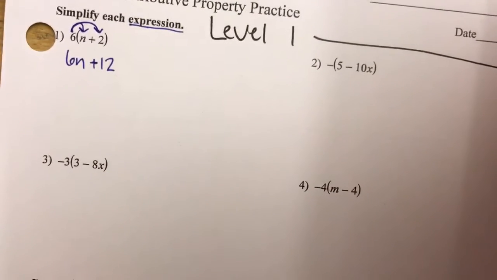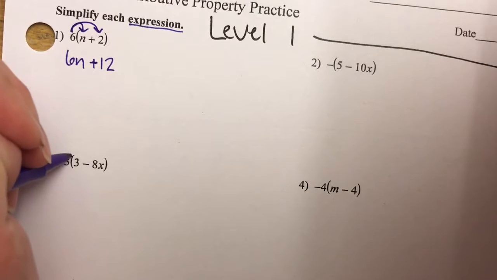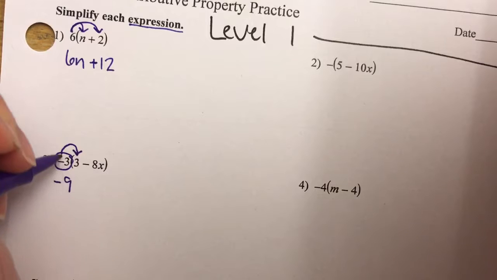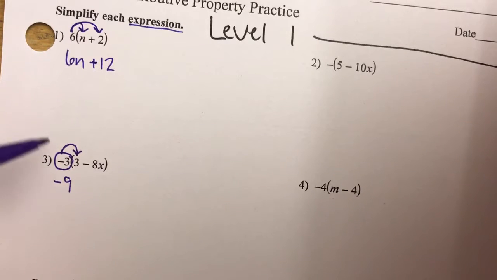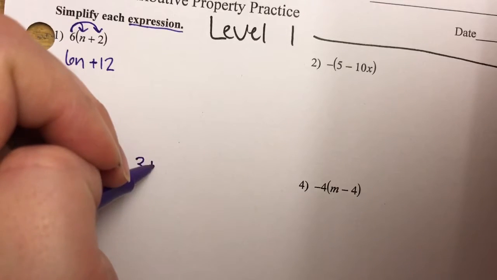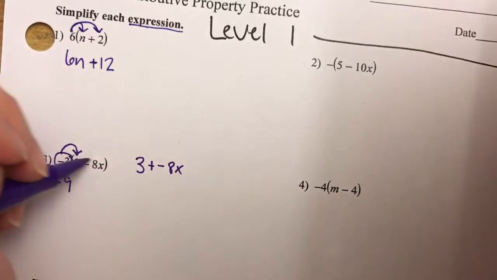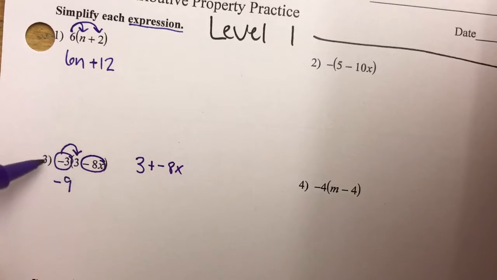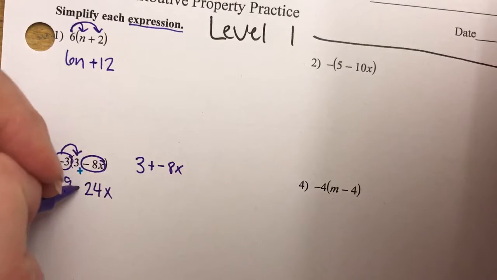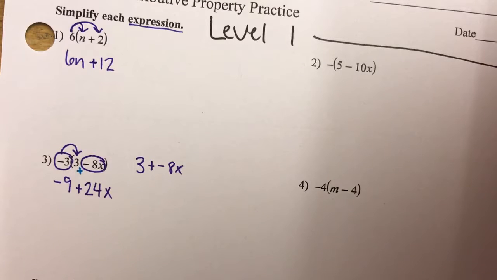Now, if I go down here to number 3, again, we're going to be taking the negative sign with us. So negative 3 times positive 3 is negative 9. And then notice we have 3 minus 8x. That is the exact same as saying 3 plus negative 8x. So essentially, we are going to be multiplying this negative 3 by, I'm going to add that plus in there so you can see, the plus will go right here, by negative 8x. So negative 3 times negative 8x is going to be 24x. And since there is no sign there, we just add. So that would be simplified as well.